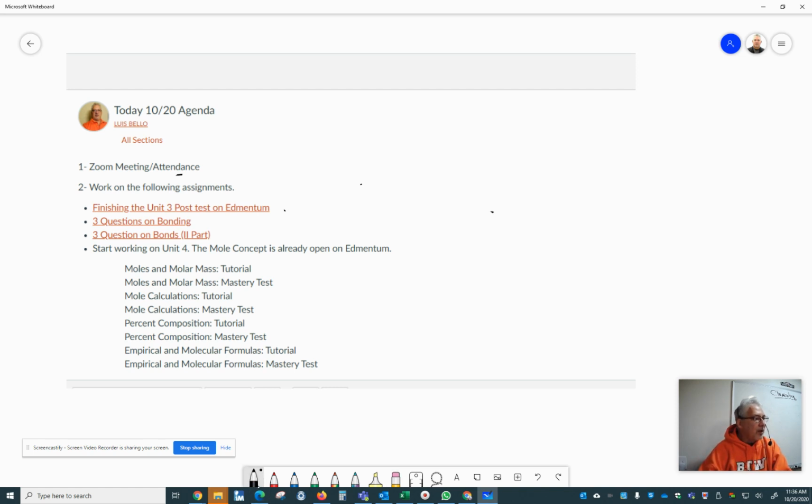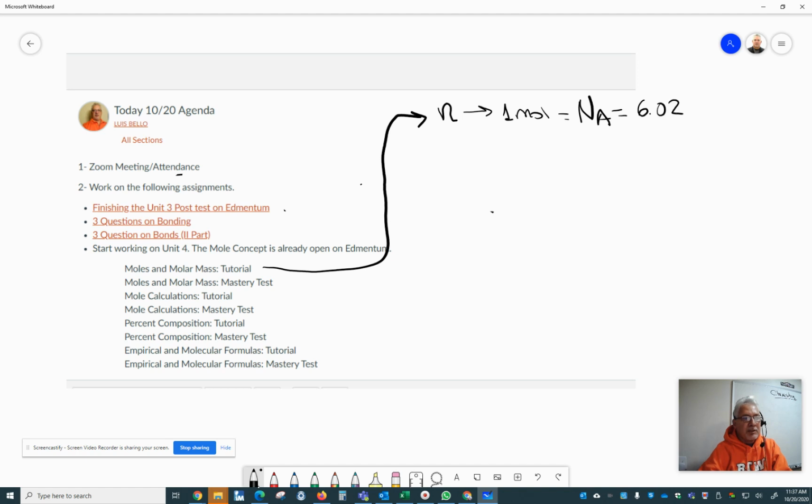Moles and molar mass. Let me start here. Mole, we define mole with the lower n. That will be the symbol that we use for representing mole. And don't forget the following: 1 mole of any substance will be equal to the Avogadro number. Avogadro number will be represented by capital N and a lower a at the bottom, and that will be equal to 6.02 times 10 to the 23.